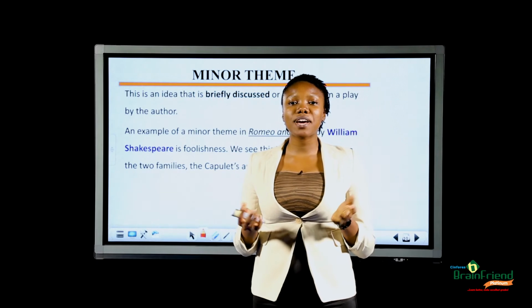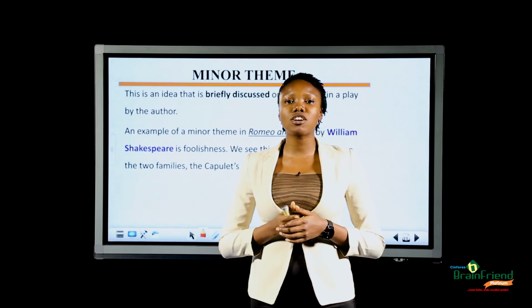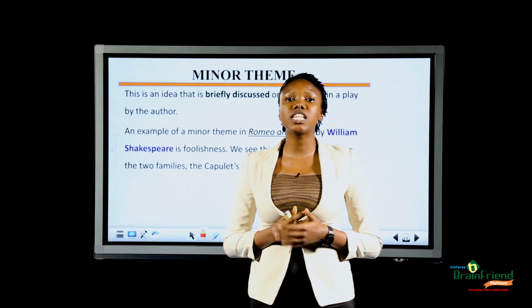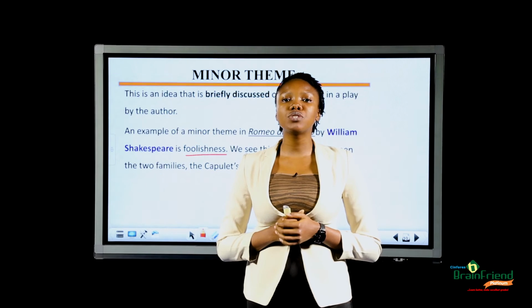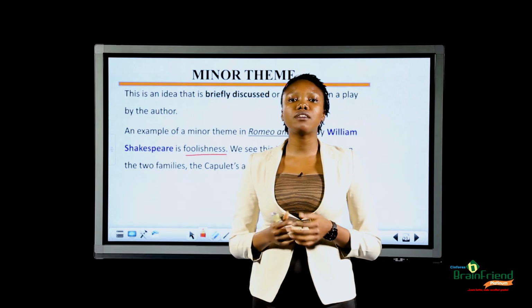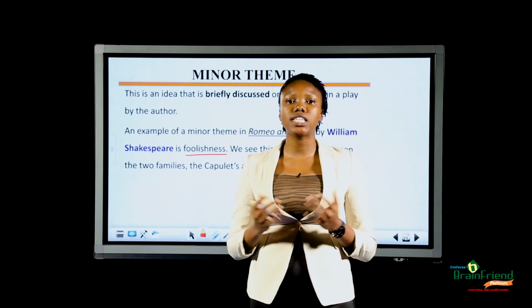The minor theme can be defined as an idea discussed briefly by the playwright in his or her play. An example of a minor theme can be seen in the play Romeo and Juliet by William Shakespeare as foolishness. This theme can be seen in the quarrel between the Capulet family and the Montague family. Now that we know the two types of themes, let's see how these themes can be identified in a play.